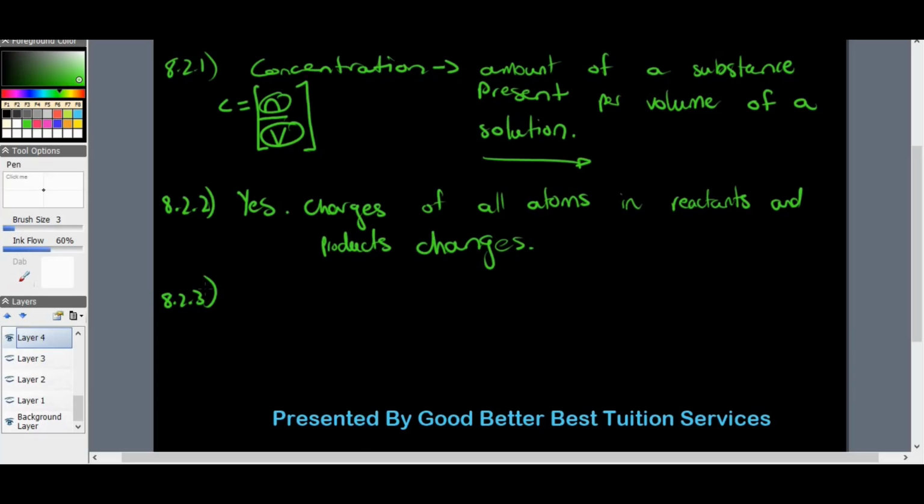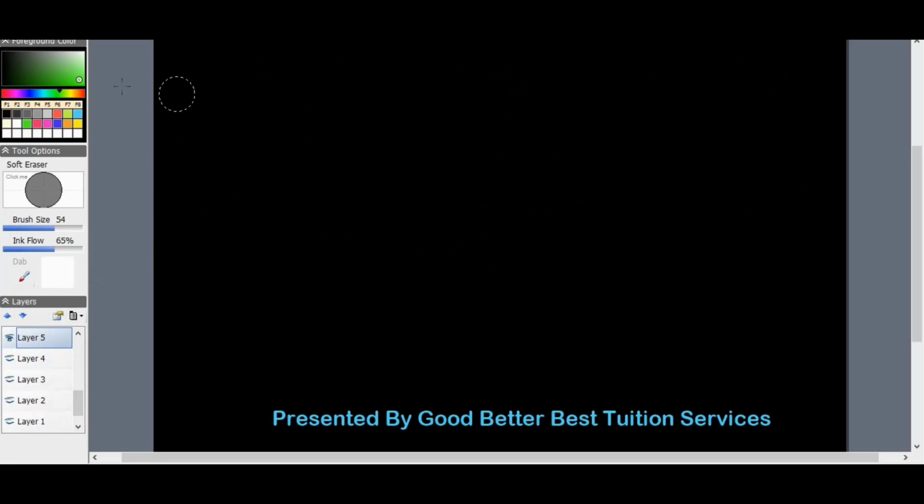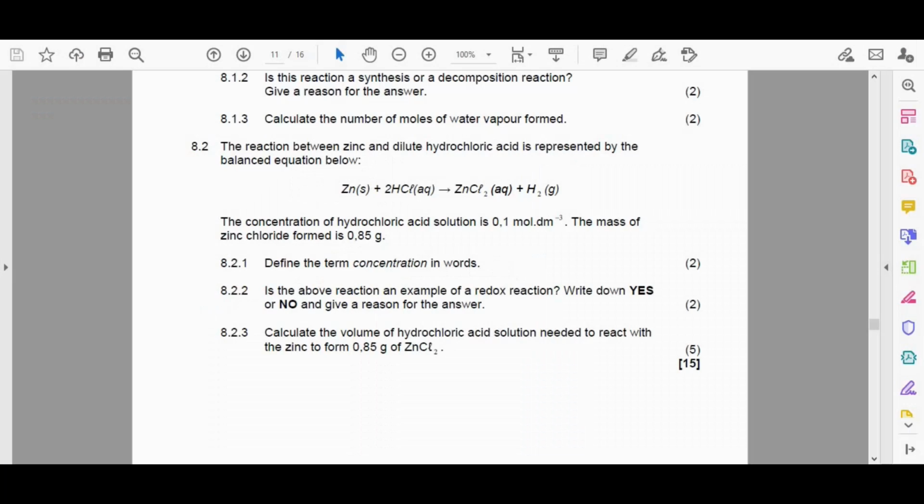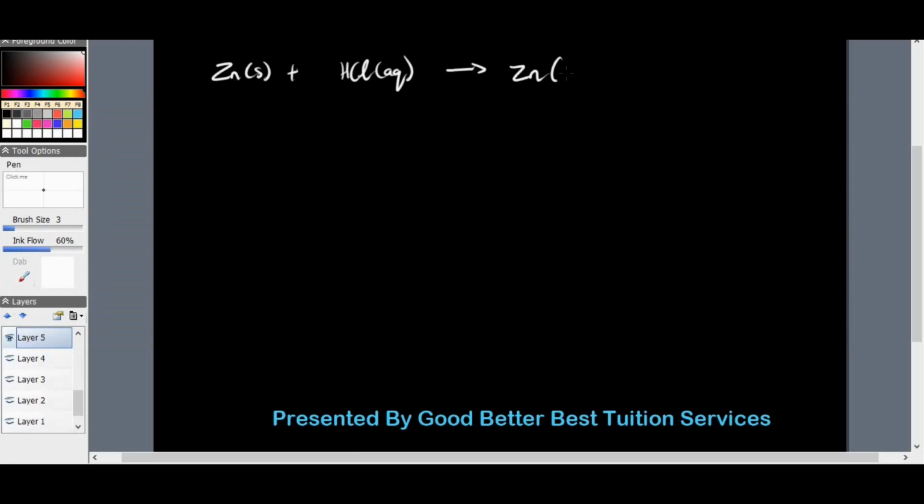The first place that we need to start is always write down our reactions. So what I'm going to do is I'm just going to start on a new page. So we write down our reaction that was given to us. So we had zinc solid plus hydrochloric acid, which was in aqueous solution, and we had zinc chloride, which was in aqueous solution, plus H2 gas.